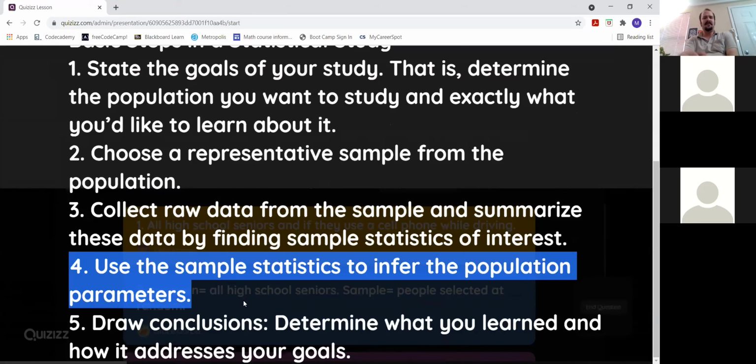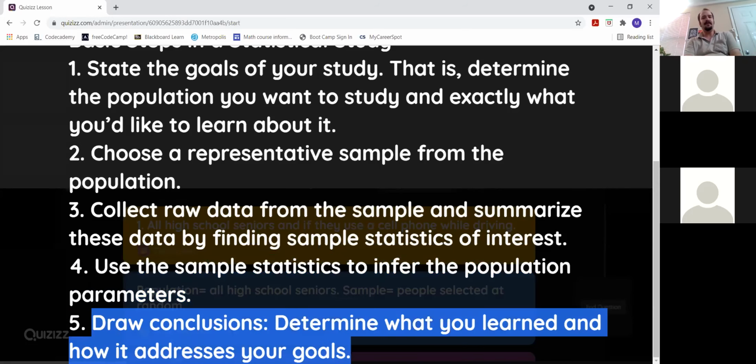And you're going to try to say something about the population. Do these people that I picked represent the entire population well enough? How well do they represent the population? I think we talk about margin of error. So you might give me, within some numbers, how it might represent the population. And then we want to draw conclusions. Determine what you learned and how it addresses your goals.